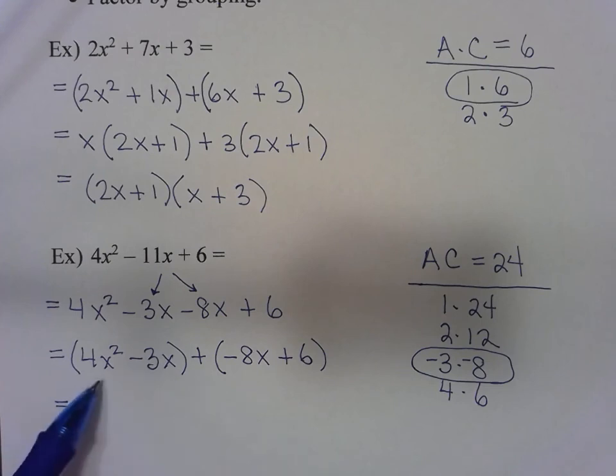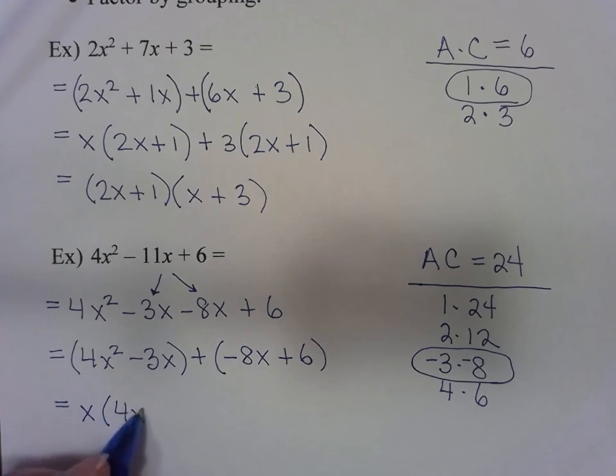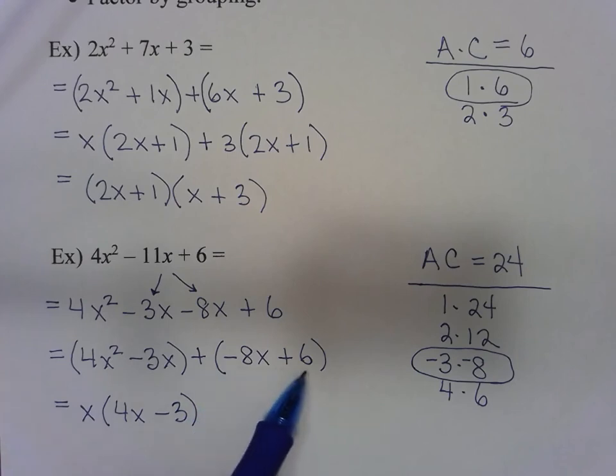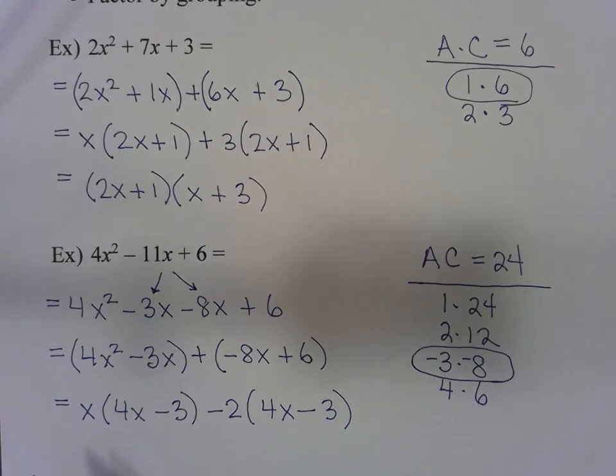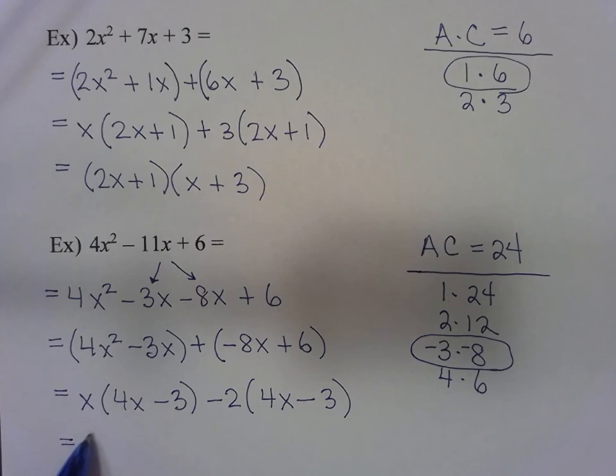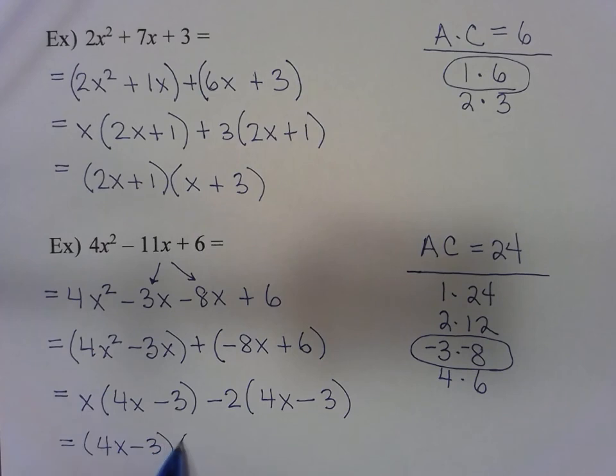The first pair share an x, so I'll have 4x minus 3 left over. The second pair share a 2. Since this is a negative 8, I'm going to make it a negative 2. When I divide by negative 2, this becomes positive 4x minus 3. Now they both share a 4x minus 3. So I'm going to factor that out. And I have an x and a minus 2 left over.